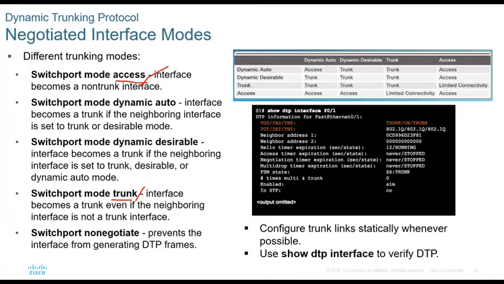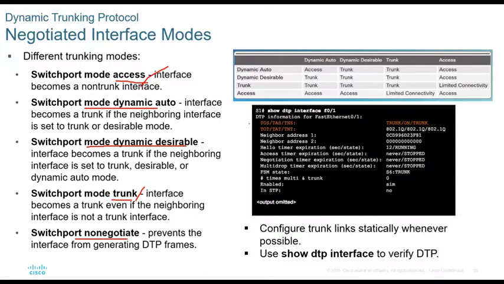So the three new modes are usually called the dynamic modes. These are the ones we haven't used yet or you haven't heard before. So we have switchport mode dynamic auto. Alright, we also have switchport mode dynamic desirable, the shortcut for which is switchport mode DD, the other one, dynamic auto, DA. And then we have switchport mode nonegotiate.